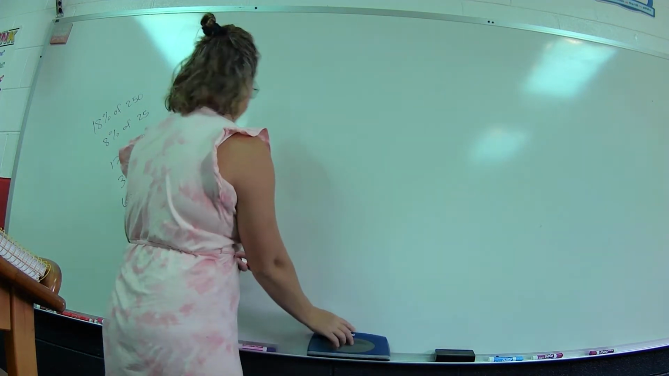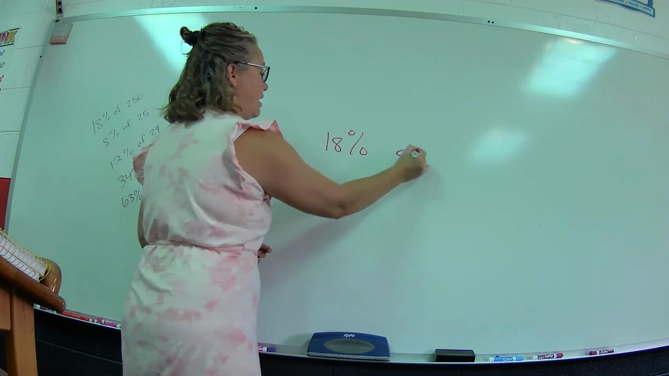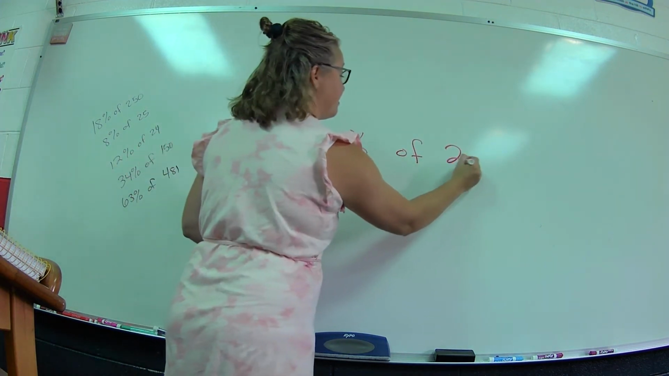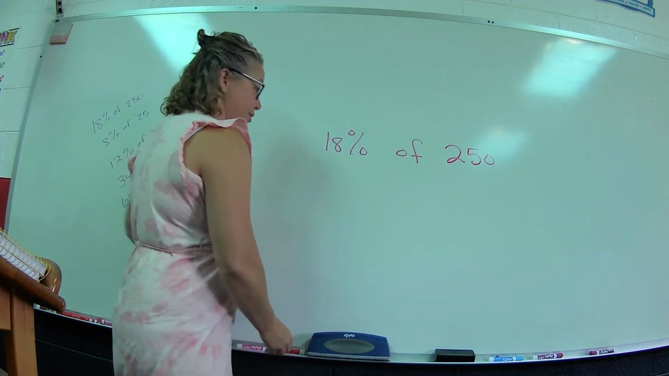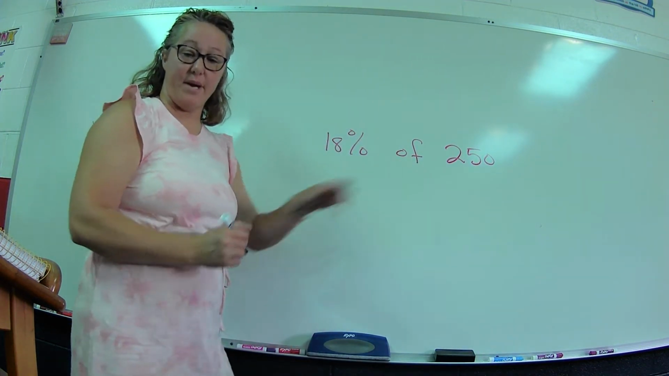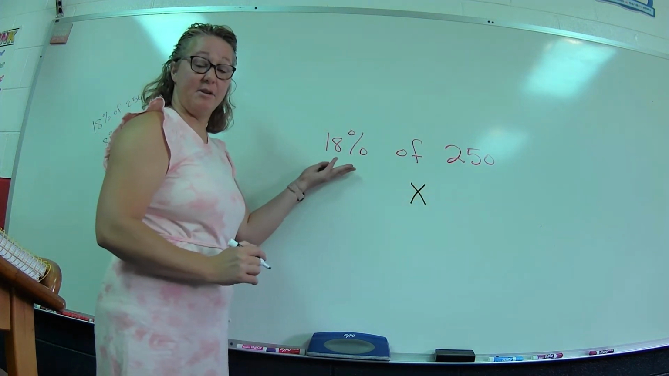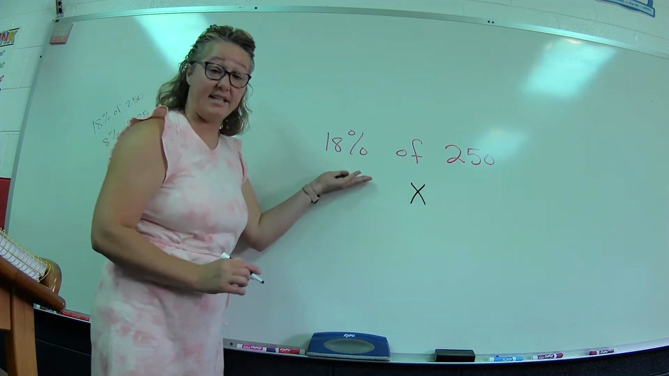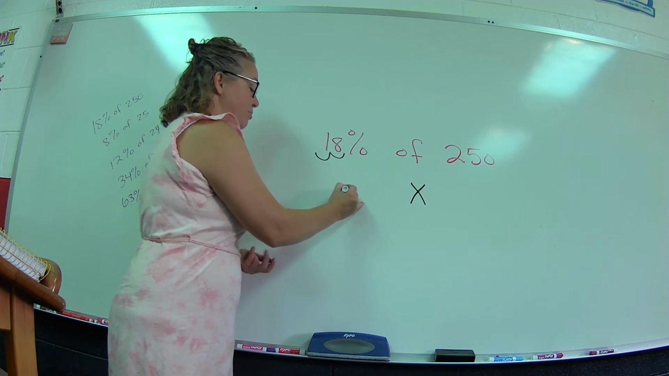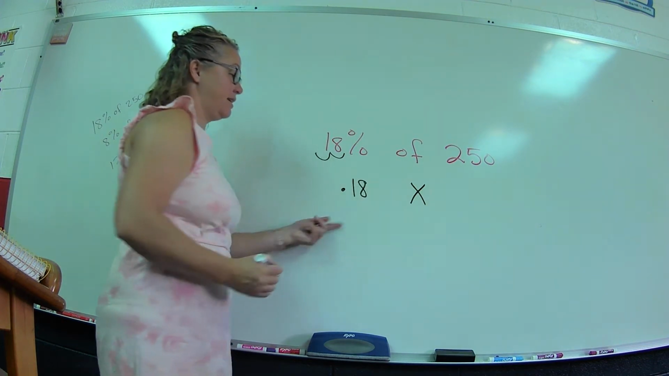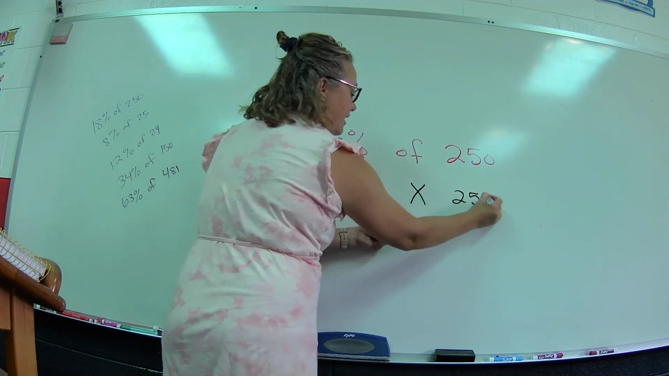All right, so I have a problem up here. 18% of 250. All right. Well, first off, we're going to take the word of, and what did I say of means? Of means to multiply. All right, 18%, we have to take the percent to put it to a decimal, so 2 places to the left, so 0.18 multiplied by 250.